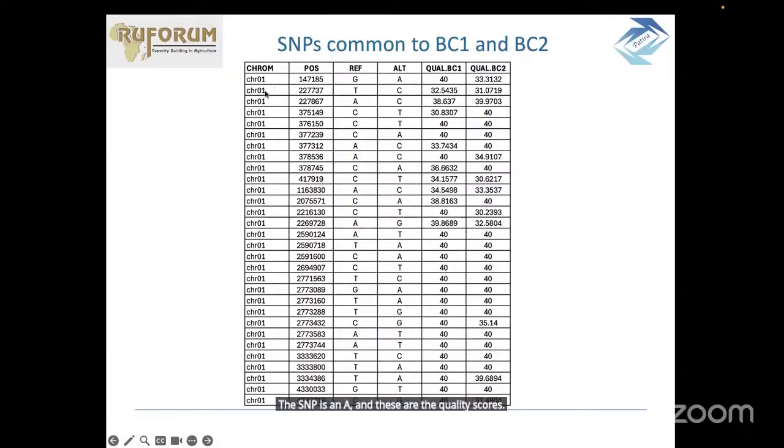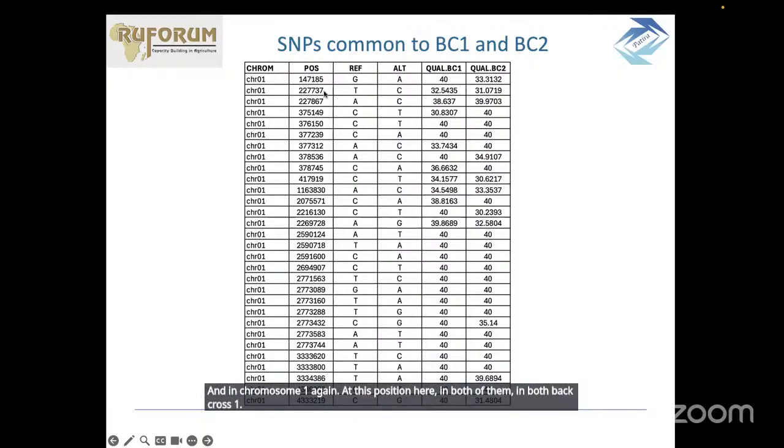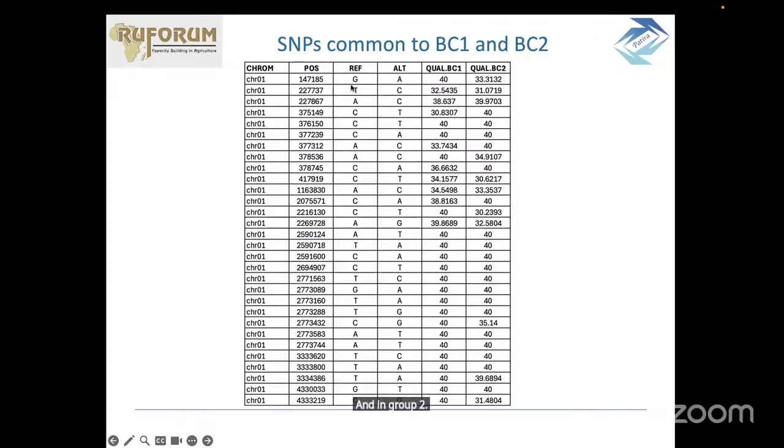And in chromosome 1 again, at this position here, in both backcross 1 and backcross 2, the reference, the parent, was T, and the SNP was C. But it's okay because sometimes you expect that to happen. But for our markers, we're interested in which SNPs are unique to backcross 1 or backcross 2.